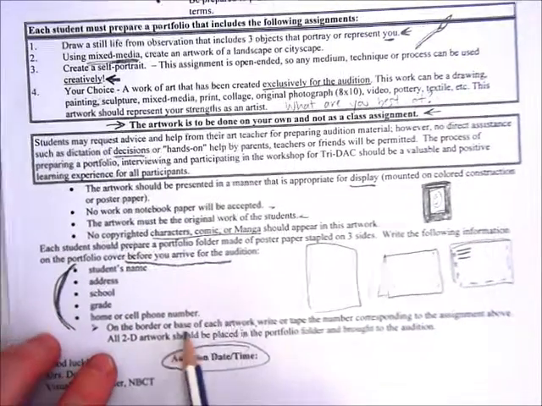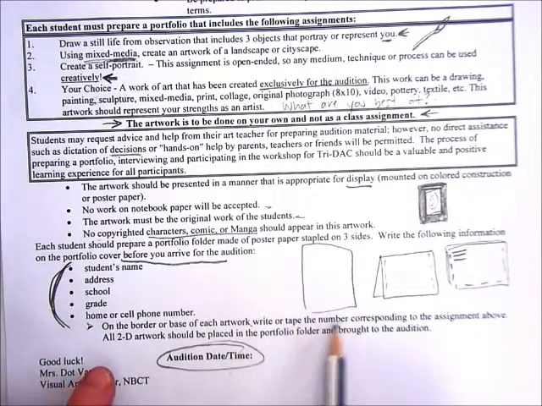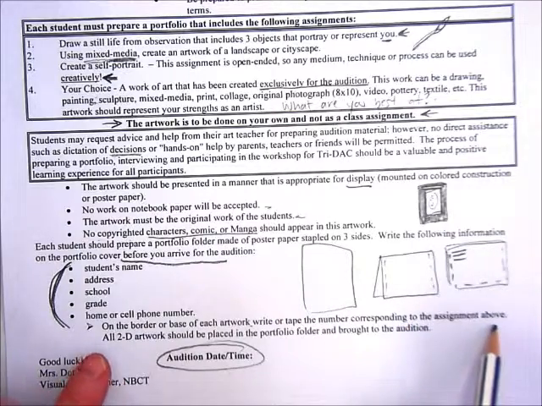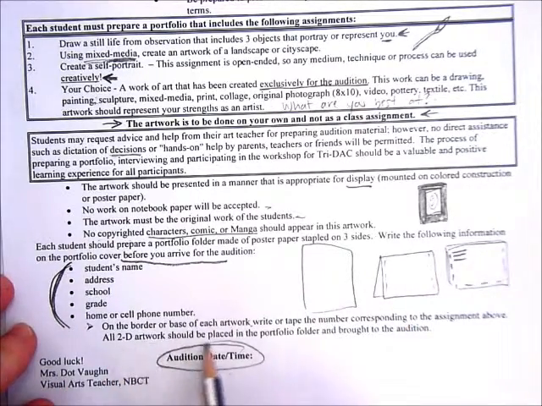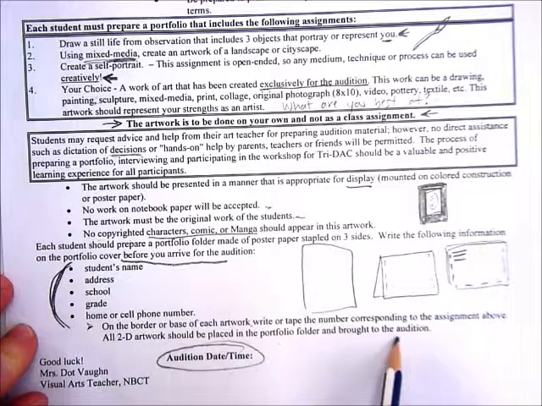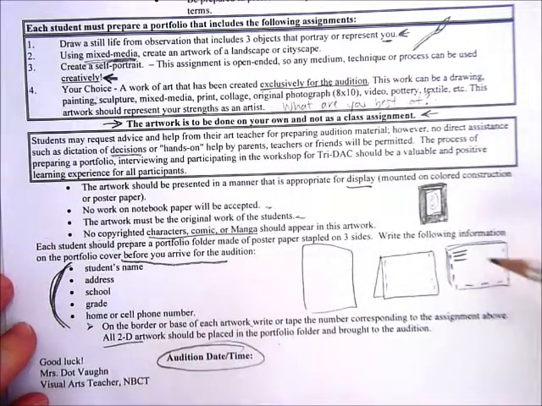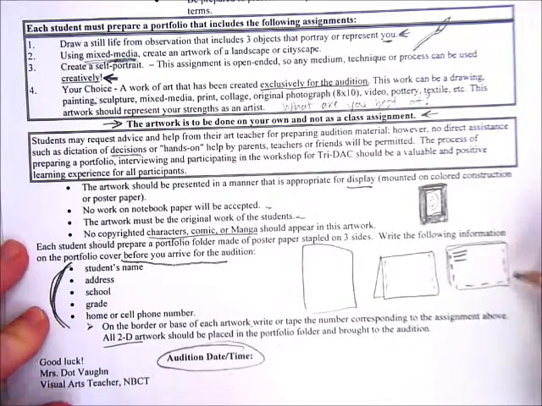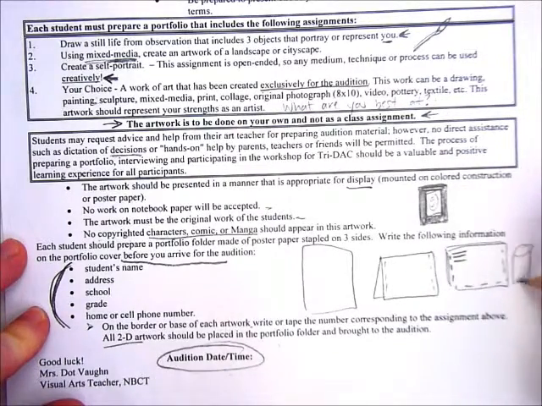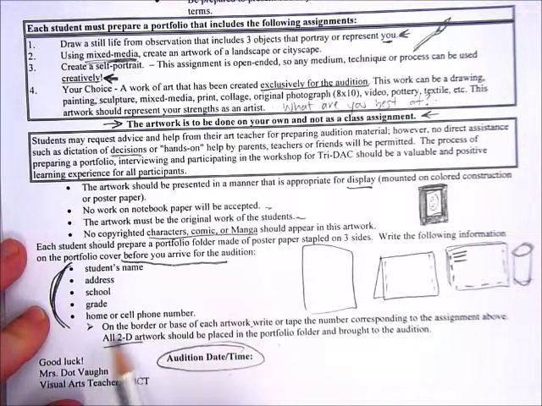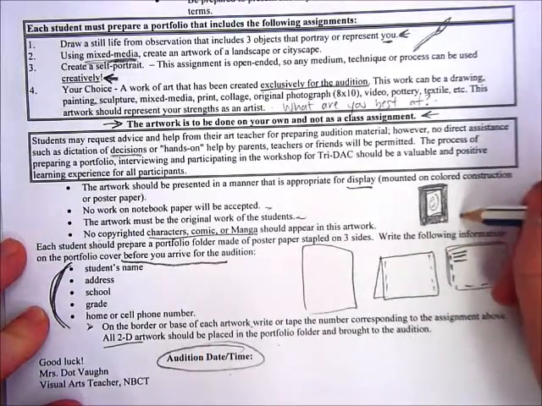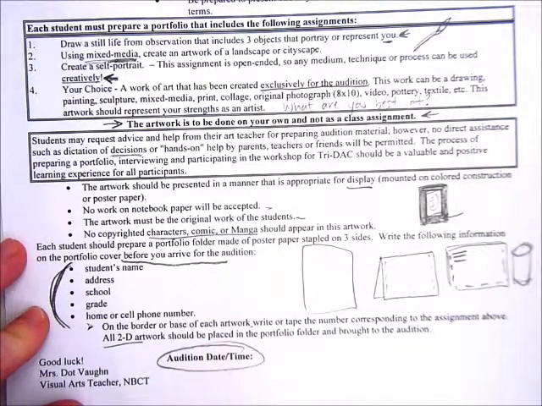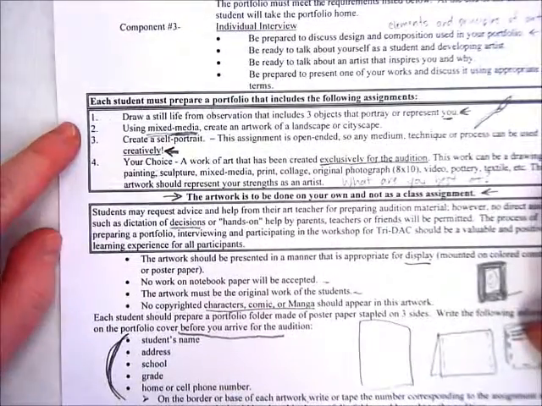And on the border or base of each artwork, write or tape the number corresponding to the assignment above. All 2D artwork should be placed in the portfolio and brought to the audition. So what that means is that all of the flat artwork goes in the folder, and if you have a sculpture that you're taking with you, you can carry that. You obviously can't put that into the folder. Now, on the base of each artwork, so like right down here in the corner of the artwork, you want to put the number, okay?